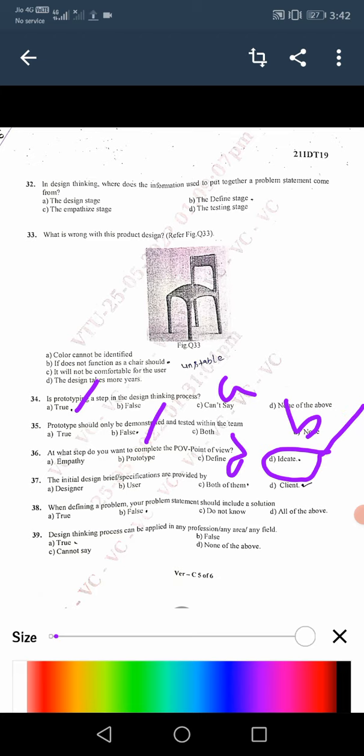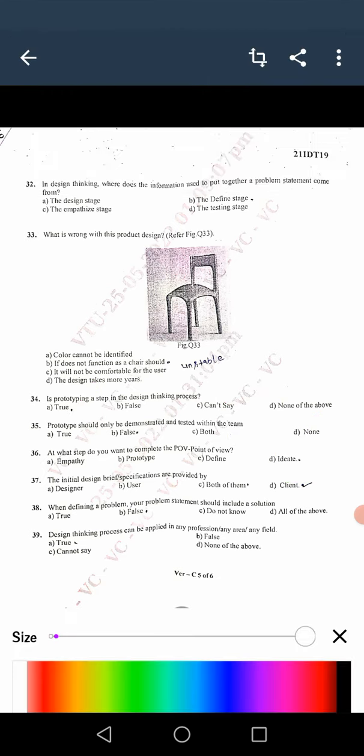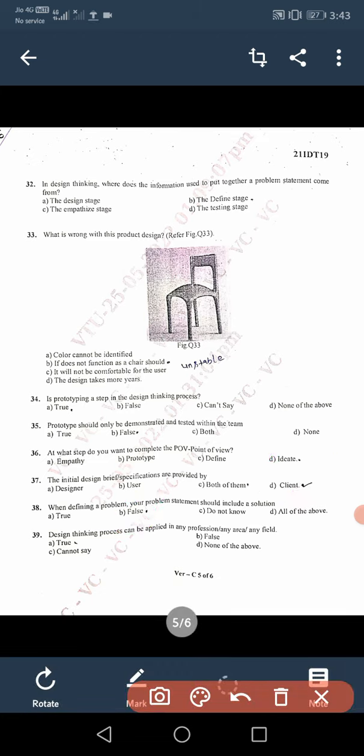37. In the initial design brief, specifications are provided by D, that is client. 38. When defining a problem, your problem statement should include a solution. Okay, it is false. 39. Design thinking process can be applied in any profession, any area, any field. So it is true, 39A.